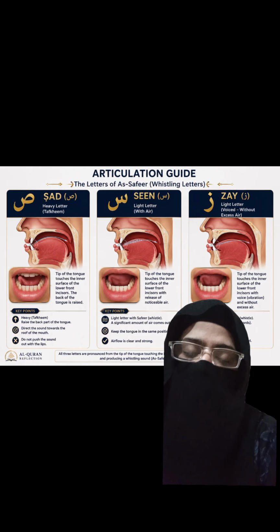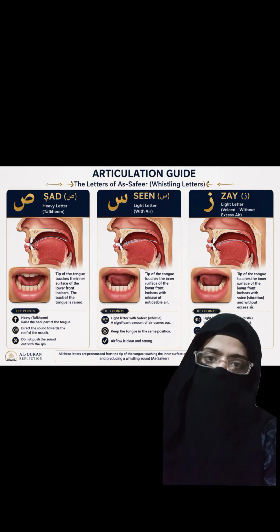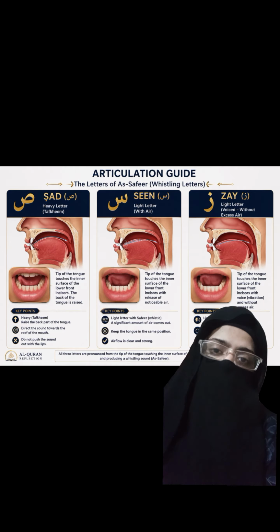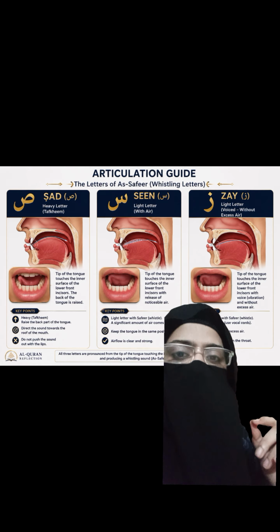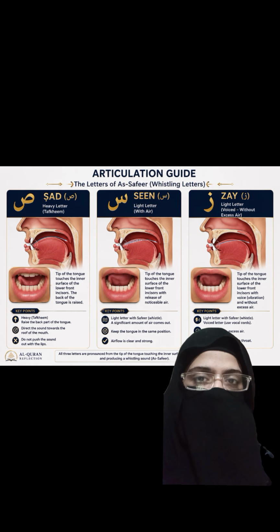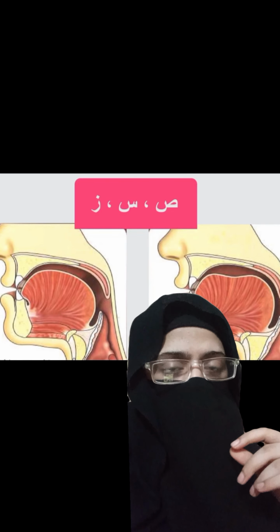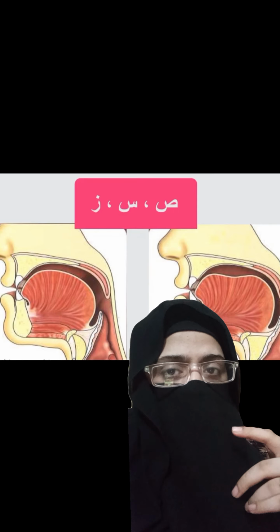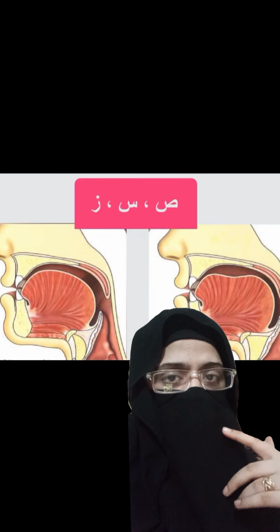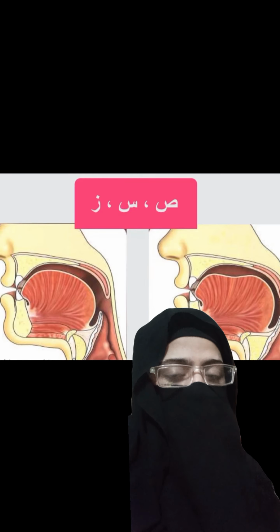The characteristic of Safir, whistling. So what is Safir? Safir is a sharp, whistling-like sound. So that is the Safir sound. Okay. So the sound is a whistle sound that accompanies the pronunciation of Sod, Sin and Za. Safir is a sound controlling, my dear friend.